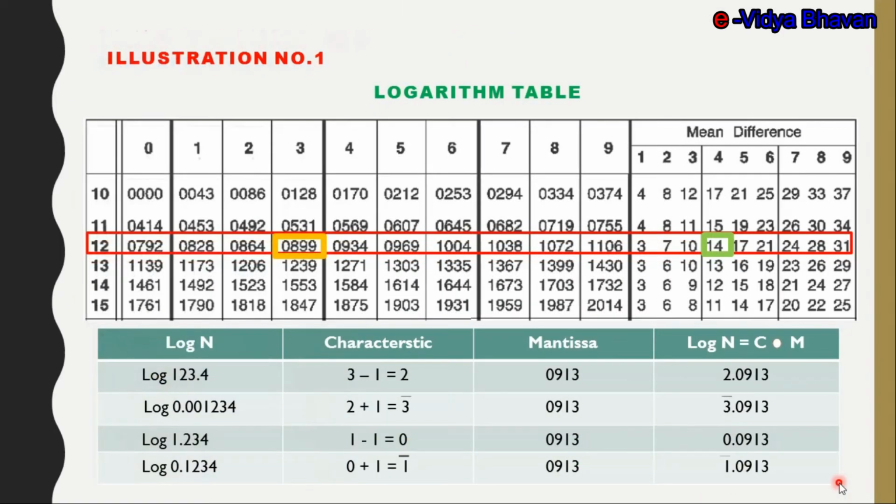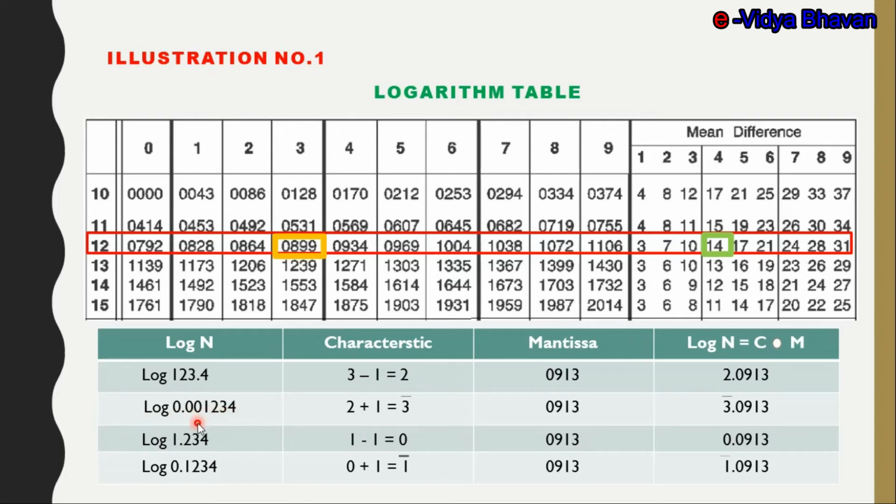Now let's start with illustration number 1. Simple example we have taken, log n. Here we are having 4 examples, 1, 2, 3, 4. Carefully understand each example. Here example is log 123.4. So before decimal you are having 3 digits. Naturally this is an example of number greater than 1, that is rule number 1 will apply. So your 3 numbers are there, we'll take 3 minus 1 equal to 2. The characteristic is 2.